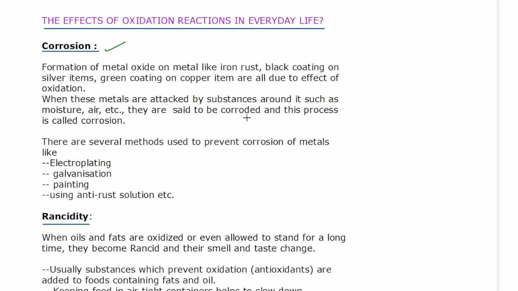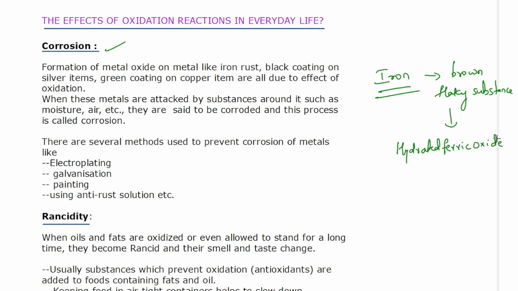For example, you can see in case of iron. When iron is exposed to the outside environment, there is a rusting which takes place, because of which there is a formation of reddish brown flaky substance on iron. What is that brown flaky substance? It is nothing but hydrated ferric oxide. It is again due to the oxidation process. It will react with the moisture and oxygen that is present in the atmosphere to form hydrated ferric oxide.